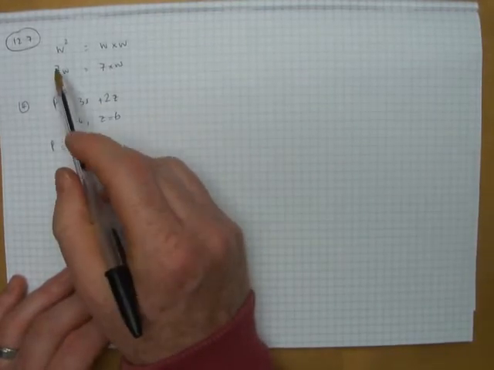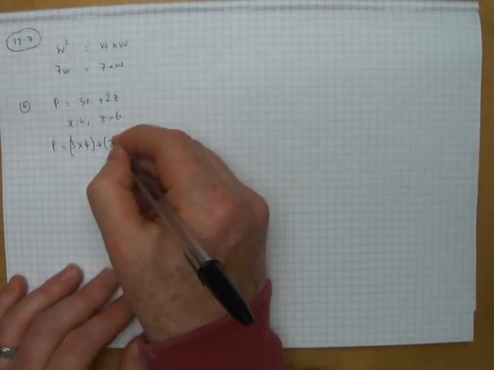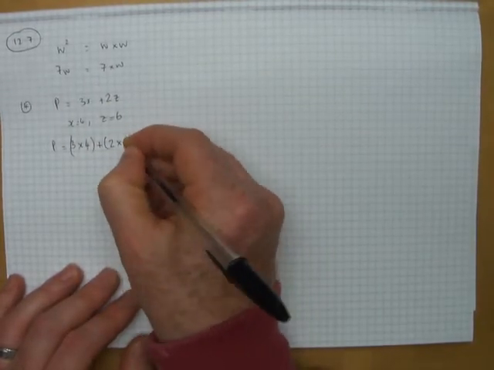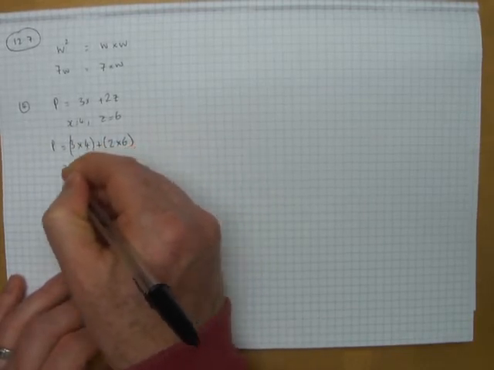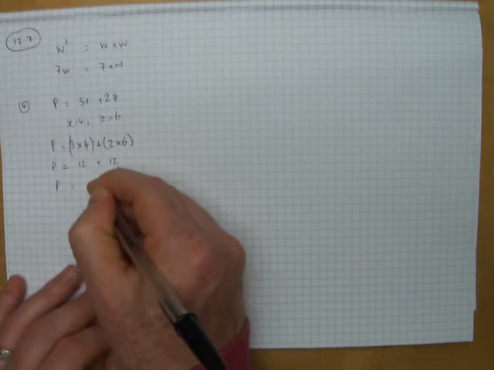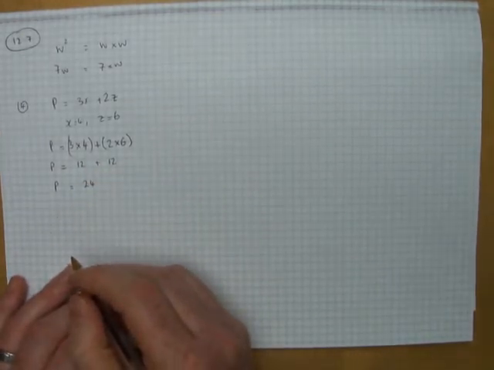And then 2z again means 2 multiplied by z, so that's 2 multiplied by 6. 3 times 4 is 12, 2 times 6 is also 12, so we get that p is equal to 24.